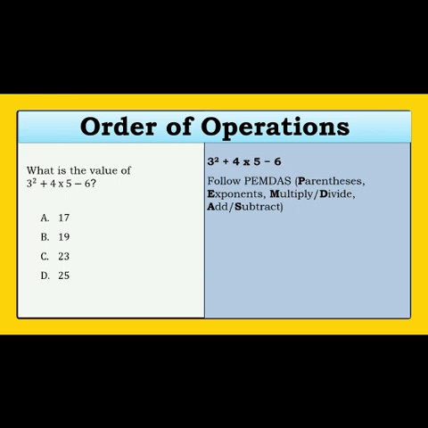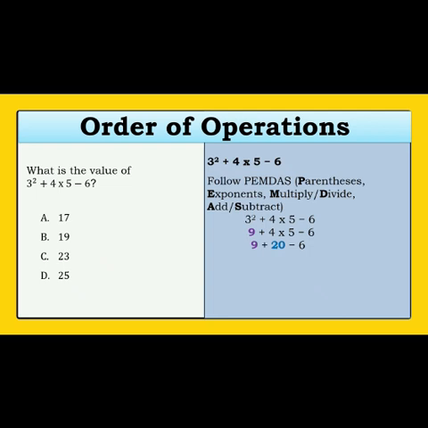So let's try this example. In this expression, we don't have parentheses, so we go to exponent. And we have here 3 raised to the exponent of 2, and the answer is equal to 9. Then just copy everything below and find out what is our next step. Alright, the next step is we're going to do the multiplication. So we bring down 9, plus 4 times 5 is equal to 20, then just bring down minus 6.